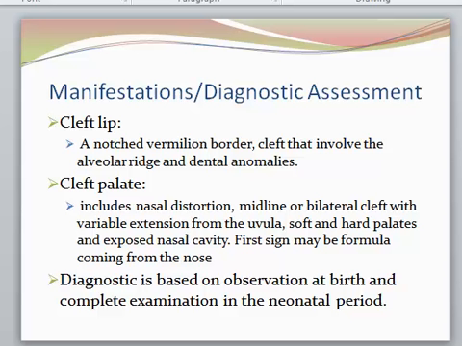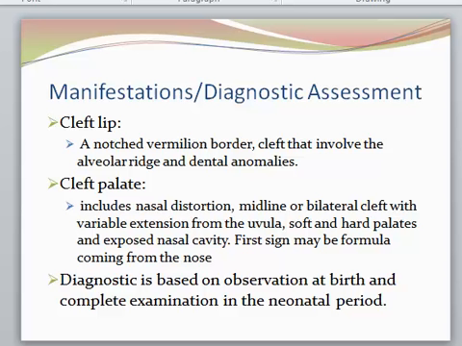Cleft lip is that notched vermilion border cleft that involves the alveolar ridge and the dental anomalies. Cleft palate includes the nasal distortion, midline or bilateral cleft with variable extension from the uvula, soft and hard palates, and exposed nasal cavity. And the first sign in the infant may be formula that's coming from the nose.